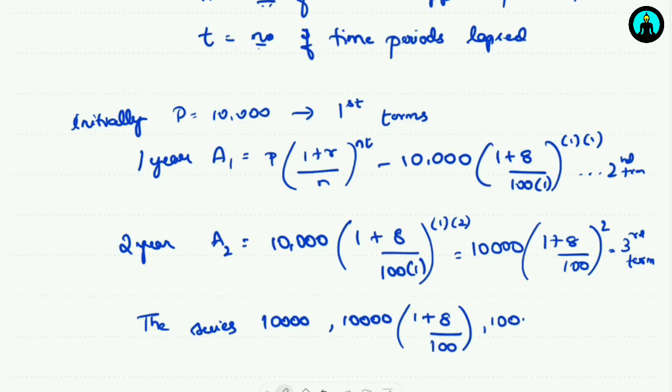So the series we get here is 10,000 into 1 plus 8 by 100 to the power of 1, and next is 10,000 into 1 plus 8 by 100 to the whole power of 2, which does not form an AP. As we discussed from the definition of AP, if there is a present term, to get the succeeding or preceding term you need to add or subtract the common difference D, but in this case the common term is being multiplied. So this list of numbers from the given question does not form an AP.